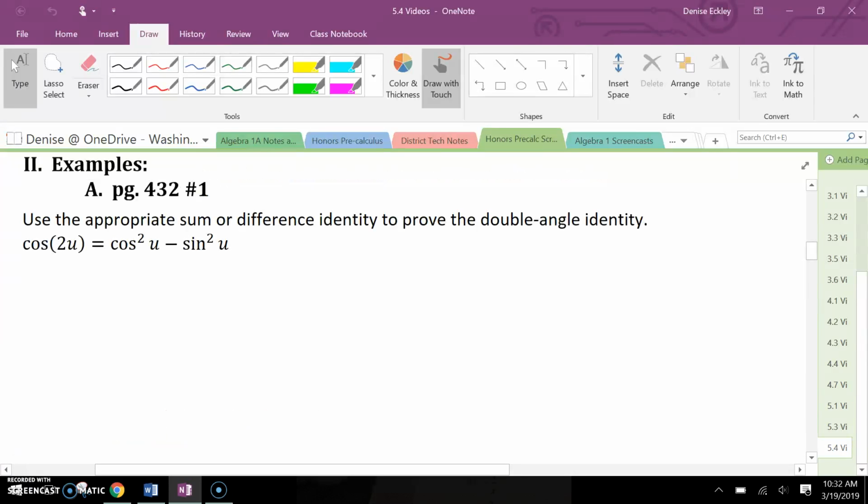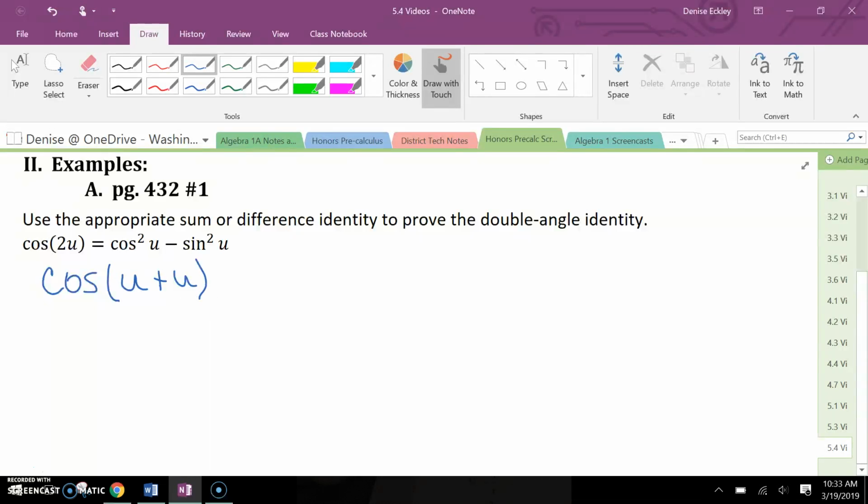Page 432, number 1. You're supposed to use the appropriate sum or difference identity to prove the double angle identity, cosine 2u equals cosine squared u minus sine squared u. So we're going to start this by treating cosine 2u as cosine of u plus u.